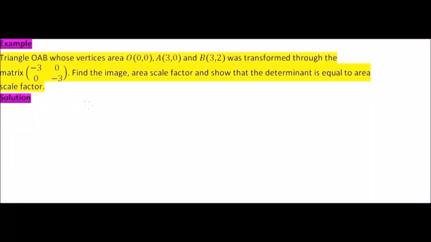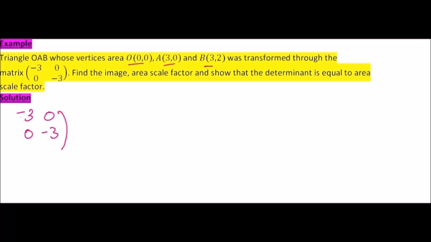We have an example where we are told that triangle OAB, whose vertices are O 0, 0, A 3, 0 and B 3, 2, was transformed through the matrix minus 3, 0, 0, minus 3. Find the image area and the area scale factor, and show that the determinant is equal to the area scale factor.